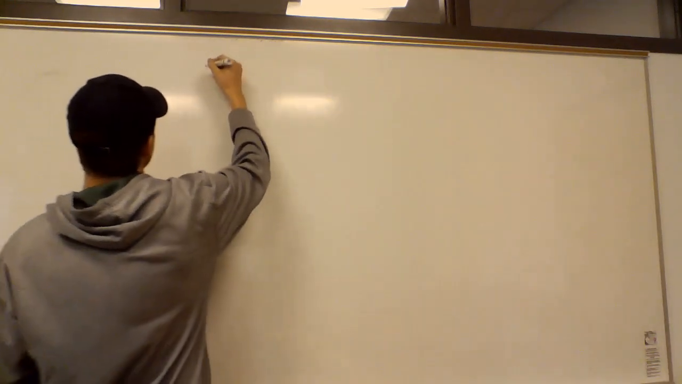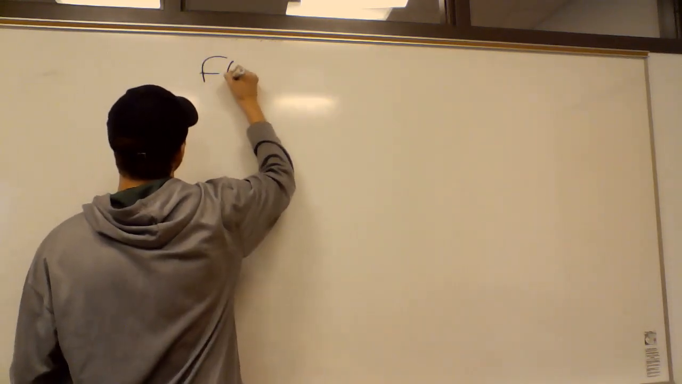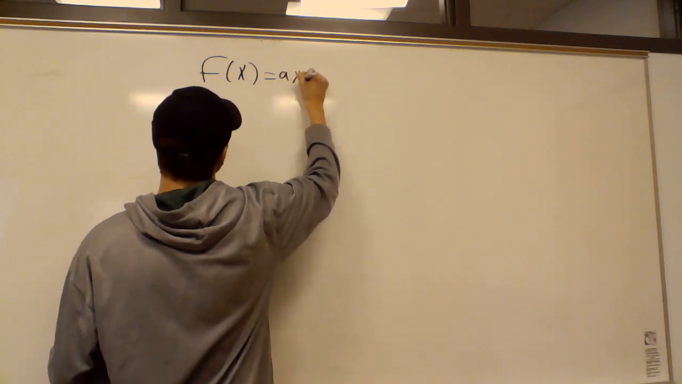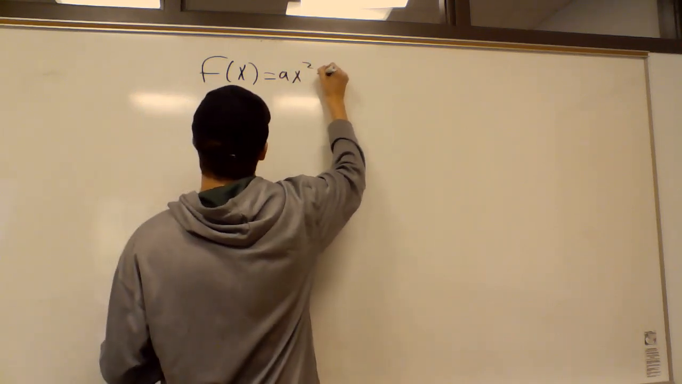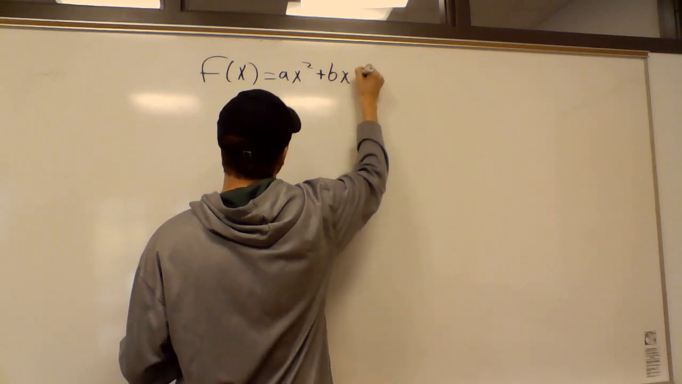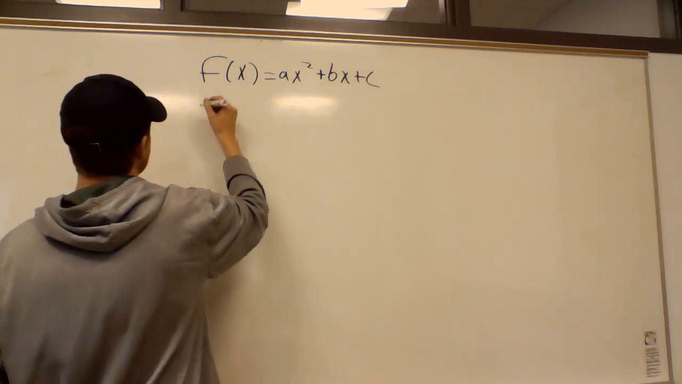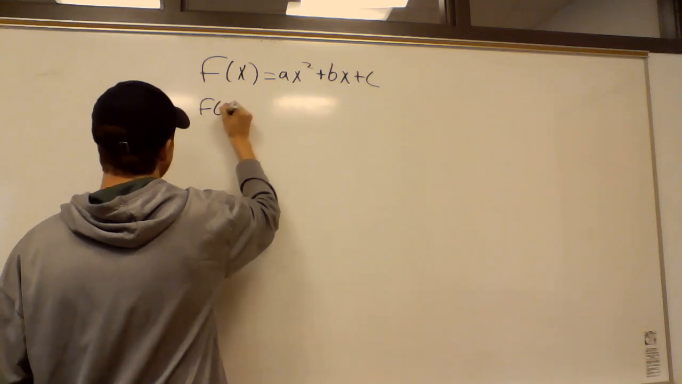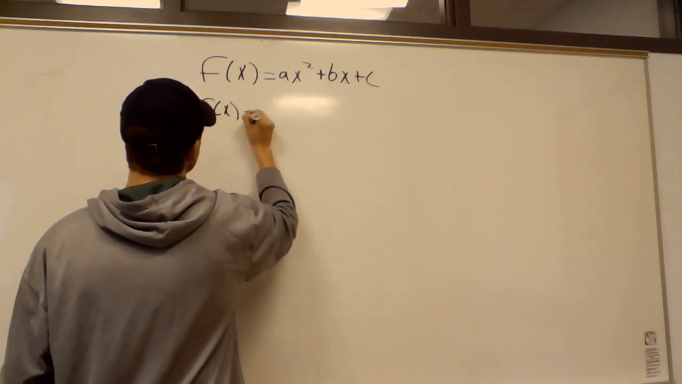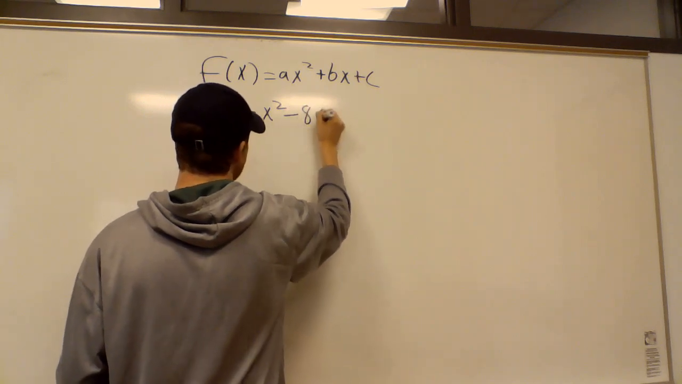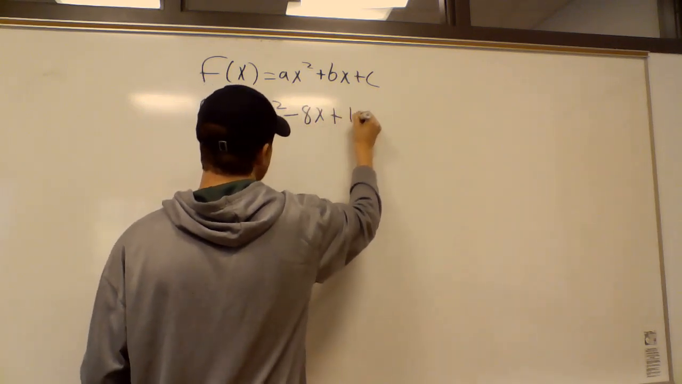Alright, so all quadratics come in the form of f of x equals ax squared plus bx plus c. To make it easier on you guys, we're going to use the example of f of x equals x squared minus 8x plus 15.